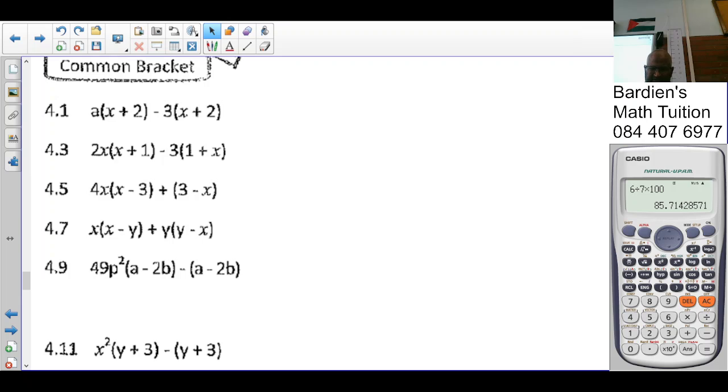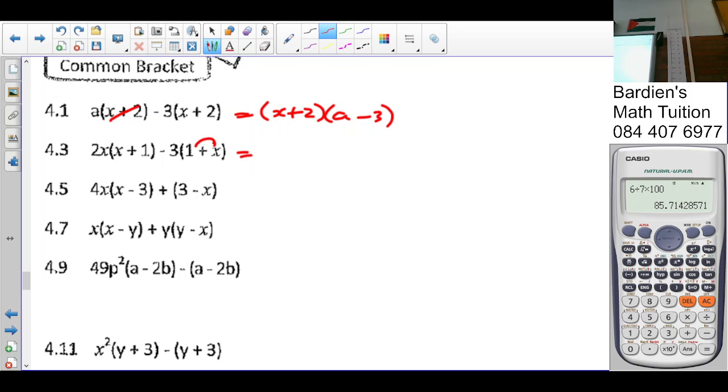So let's do this. What is common here in number 1? The common bracket. So it's going to be x plus 2. I'm left with a minus 3. The next one. Let's swap that around. Is the sign going to differ? No. It's not going to differ. Do we need to swap that around? No. So that remains x plus 1 as a common factor, 2x minus 3.